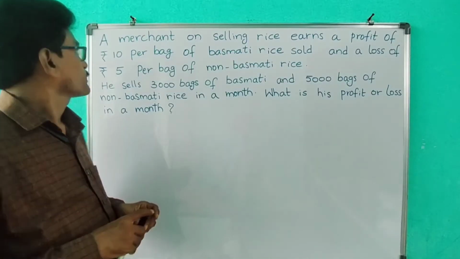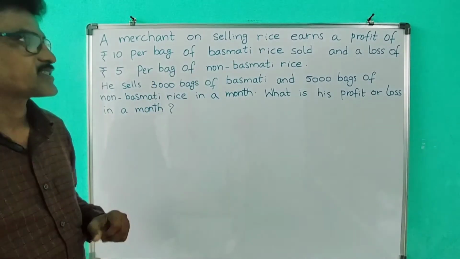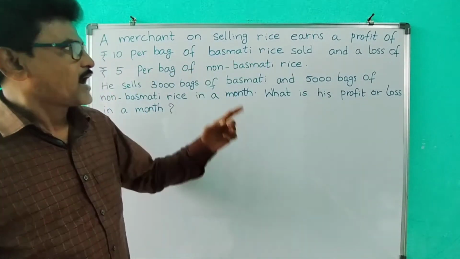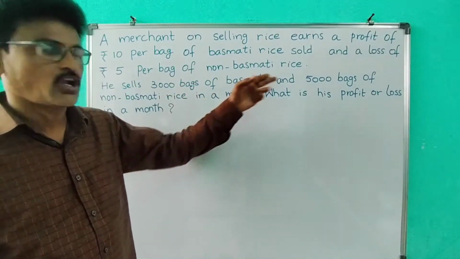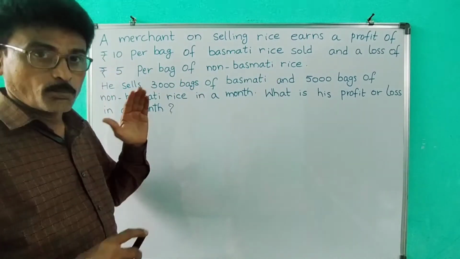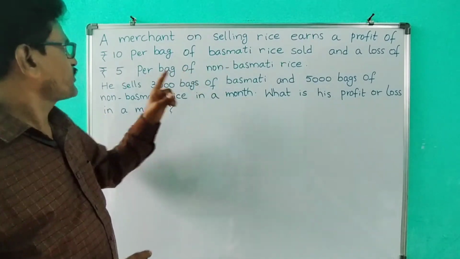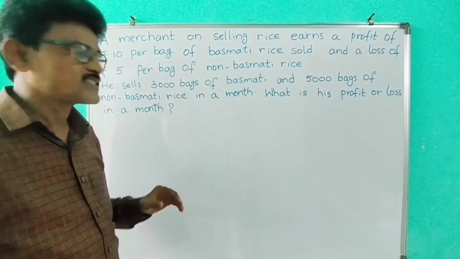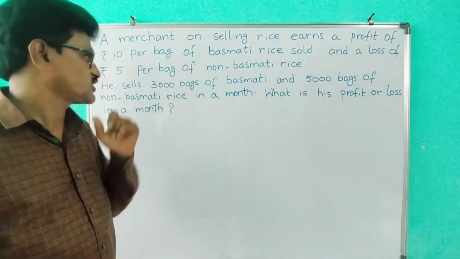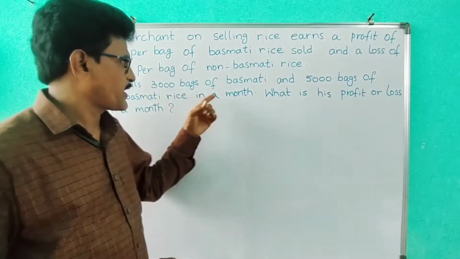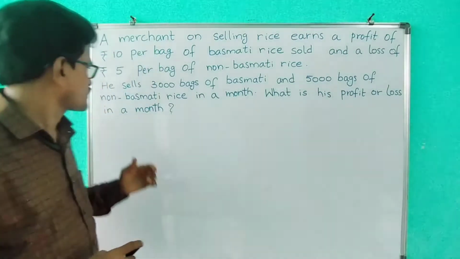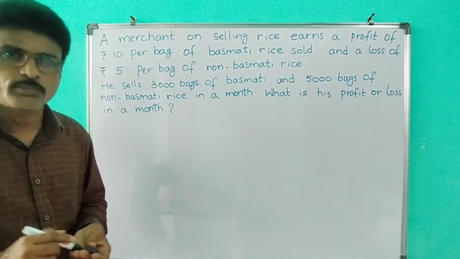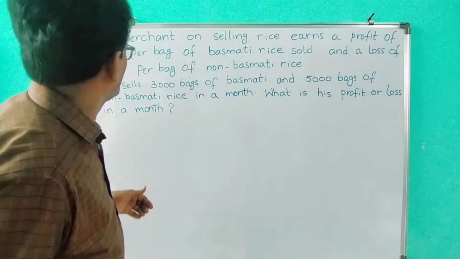In this problem, a merchant on selling rice earns a profit of 10 rupees per bag of basmati rice sold and a loss of 5 rupees per bag of non-basmati rice. So the merchant is getting a profit for basmati rice of 10 rupees per bag, and if he sells non-basmati rice, he is getting 5 rupees loss on each bag. He sells 3000 bags of basmati and 5000 bags of non-basmati rice in a month. What is his profit or loss in a month? See how to calculate this?